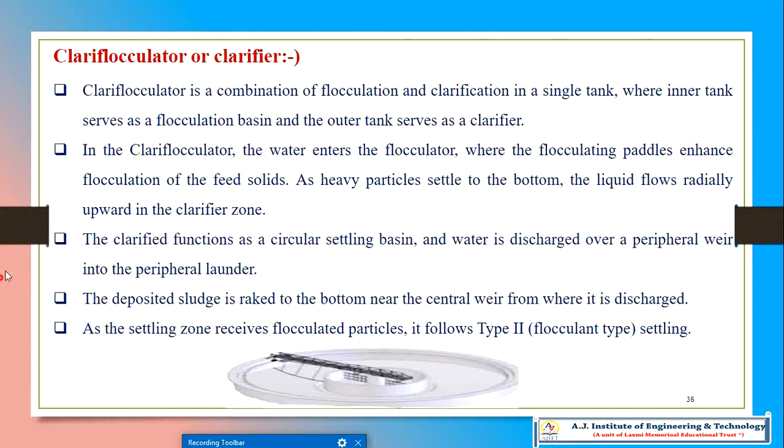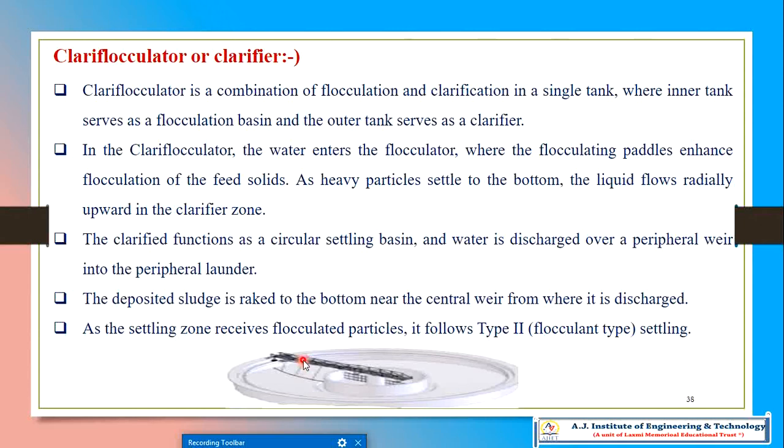Here, clariflocculator is a combination of flocculation. Here what happens actually, clariflocculation is a combination of flocculation as well as clarification in a single tank. Here see that the paddles are provided. See that here there is again no separate sedimentation tank and separate flocculation tank. Both are in one tank, so that slow mixing happens, and in the same way the slow settling of the particles happens in the same tank.